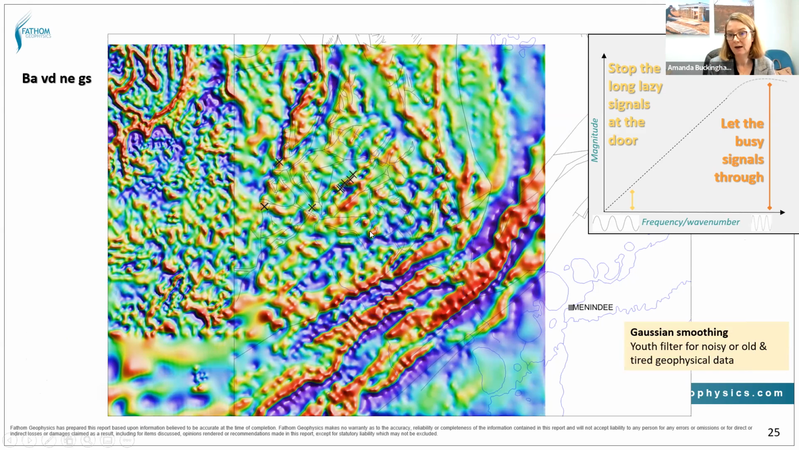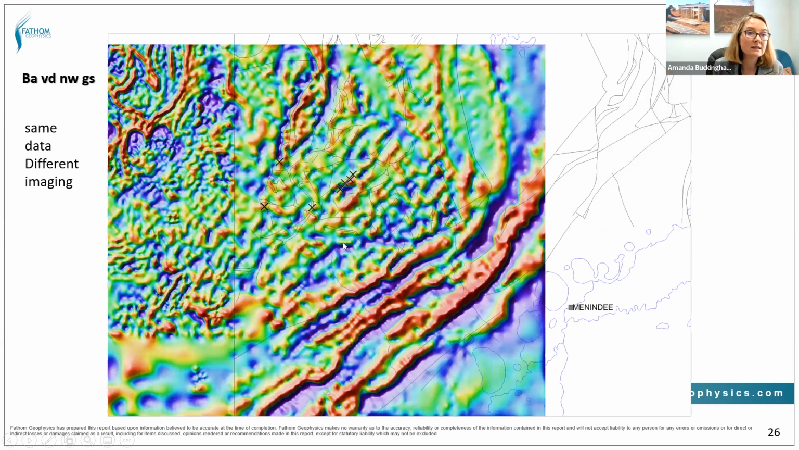So yes, the Gaussian smoothing filter is like a youth filter for geophysics. When I put this together, I was in a funny mood. So use it if you're giving a presentation, sure. Use your products that have had the nice smoothing filter applied, but make sure you look at the raw data as well, unsmoothed.